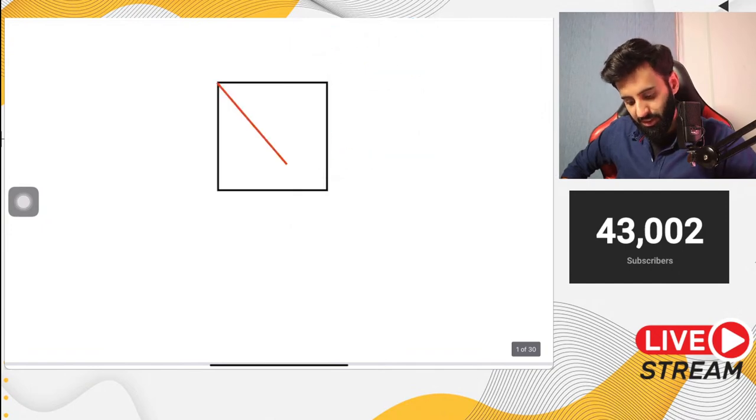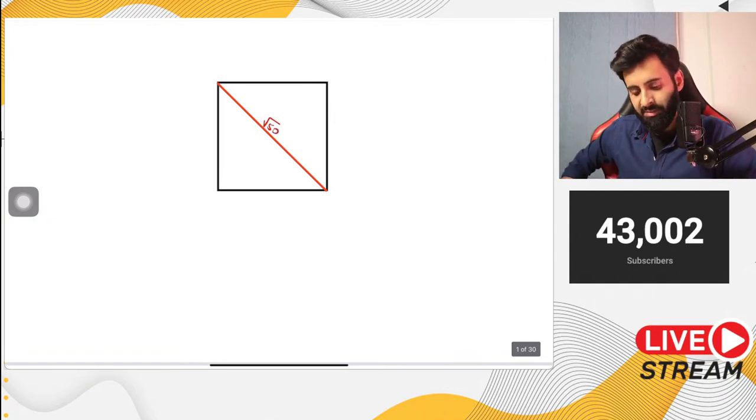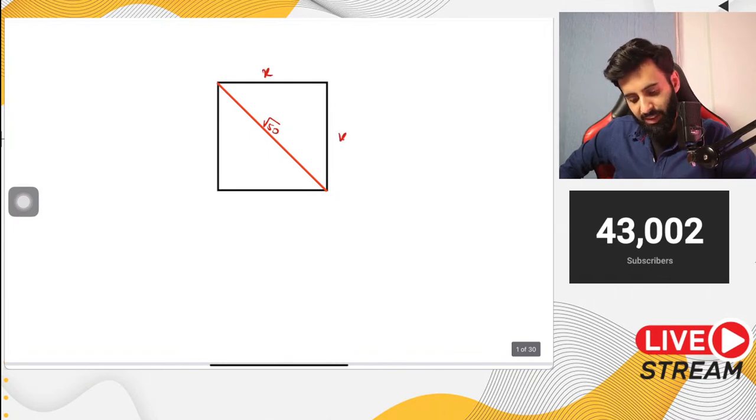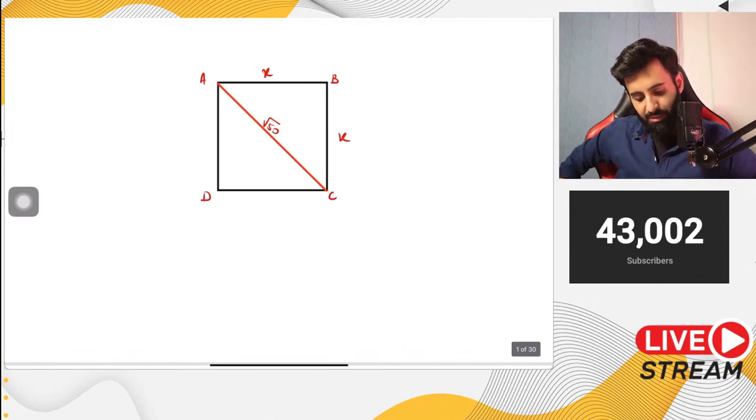Usme is tarah ke questions aate hain. So basically, if root 50 is your diagonal, okay, and since it's a square, that means all the lengths are going to be equal. So A, B, C, D, okay? So basically, you have to find out x square. Theek hai? Area iska kya hoga? Area technically iska x square hoga na?